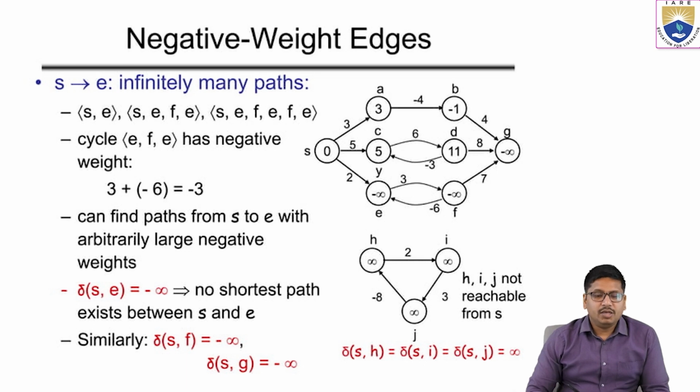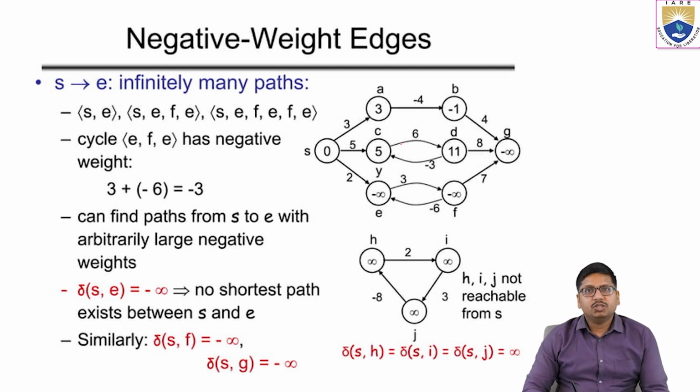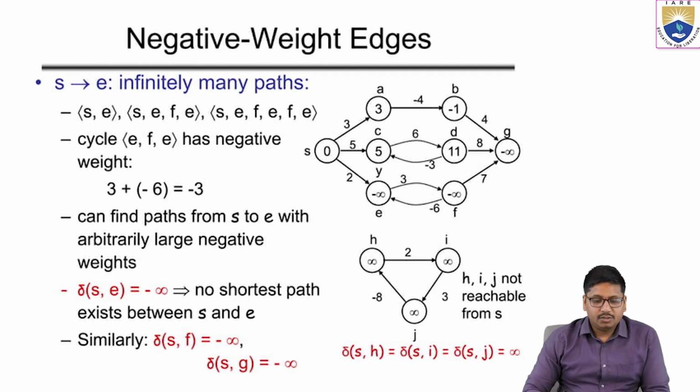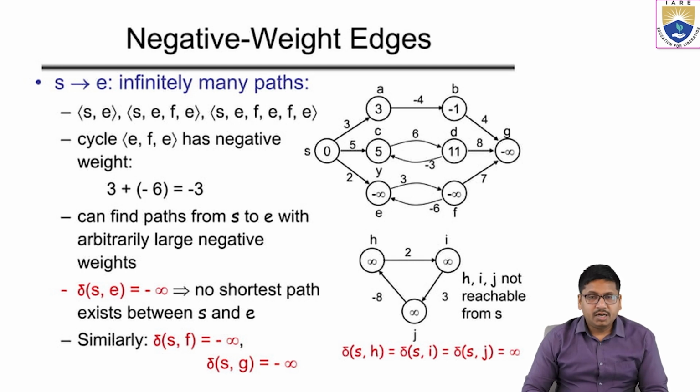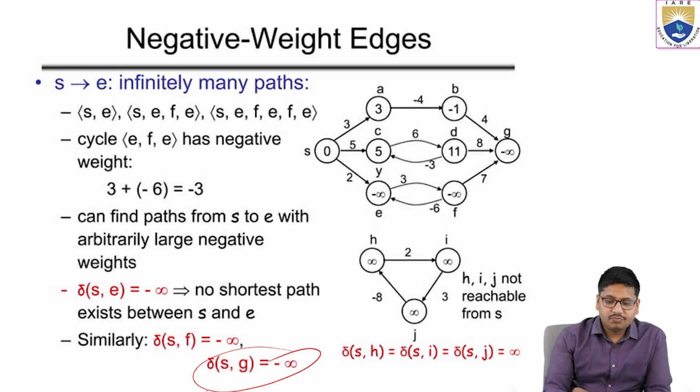If S to A has infinitely many paths, then the cycle is going to have negative 8, so that should be 3 minus 6 is equal to 1. We can also find the path from S to E with arbitrarily large negative weights. If δ(S, E) is minus infinity, then no shortest path exists between S and E. Similarly for S to F: if the path from S to F is minus infinity and S to G is also minus infinity.